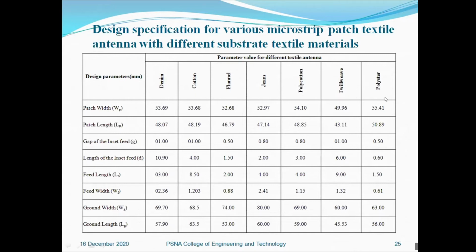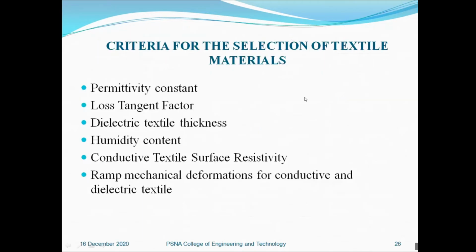Polycotton, 12 weave, polyester materials is calculated. Now, how do we select the textile? What are all the criteria it is based on? Permittivity, loss tangent, dielectric, textile thickness, humidity content available in the clothing, and the surface resistivity. Then ramp mechanical deformations for conductive and the textile, dielectric textiles.